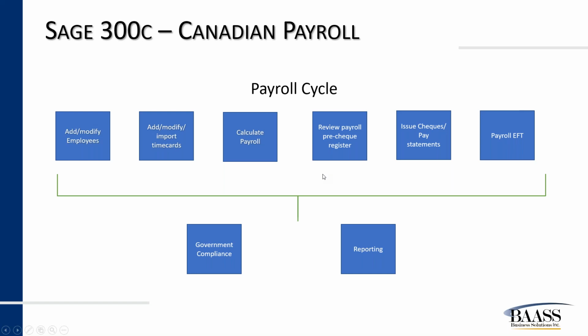So inside of Sage 300 Canadian Payroll, this is the complete payroll cycle from the very beginning of the cycle to the very end. So pretty standard, nothing different here than what you would probably do in your existing system or your outsourced. So step one is you add, you modify your employees prior to doing your pay.